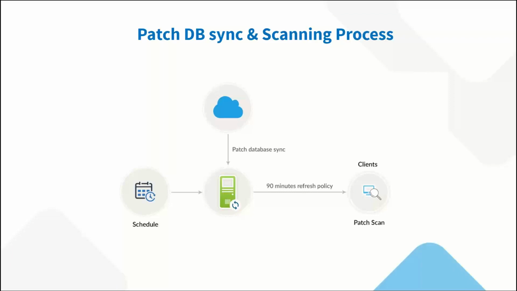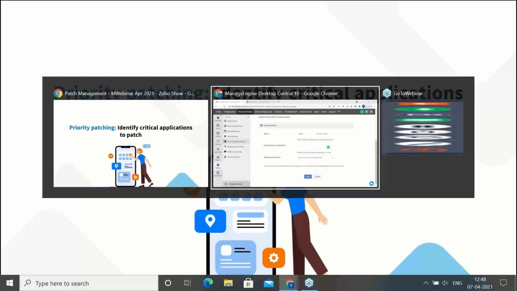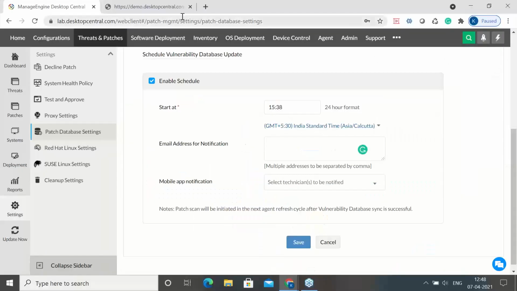Now let's go to the next item on our back to office checklist. The next item is to identify the critical applications and patch them. Let me show you how you can do this. So, back to our console.